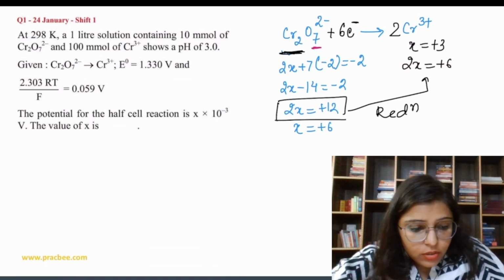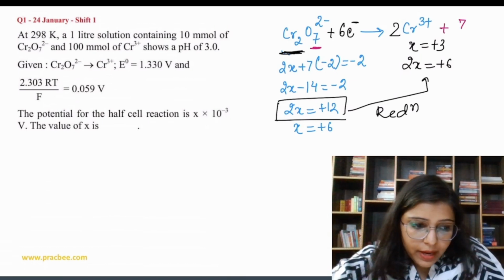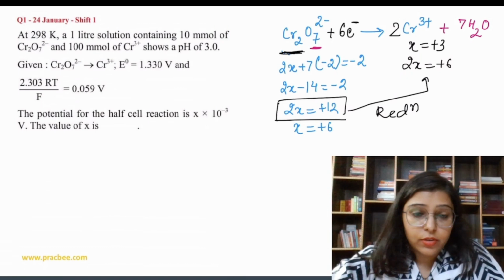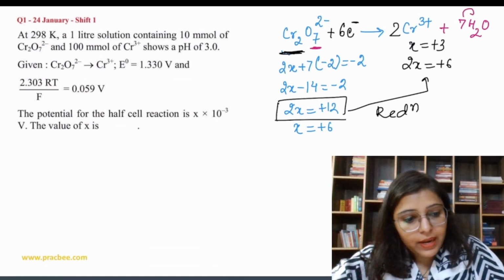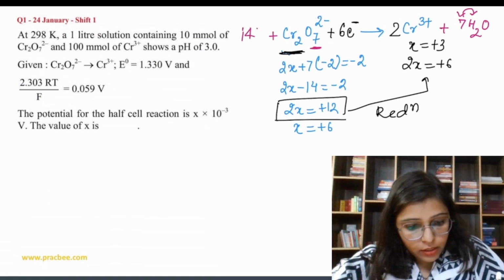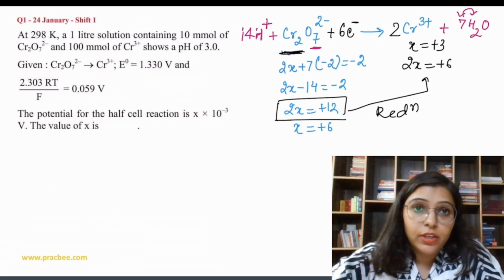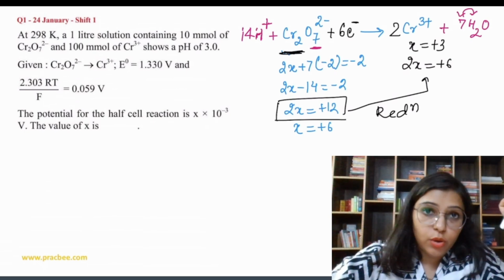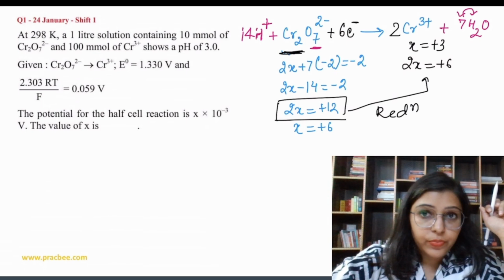So we have 7 oxygen, so we have to balance oxygen by adding water molecules to the deficient side, and then we have to balance hydrogen by adding H plus to the deficient side. So this is my half cell reaction, and this is the reaction which occurs at the cathode, because this is the reduction reaction.